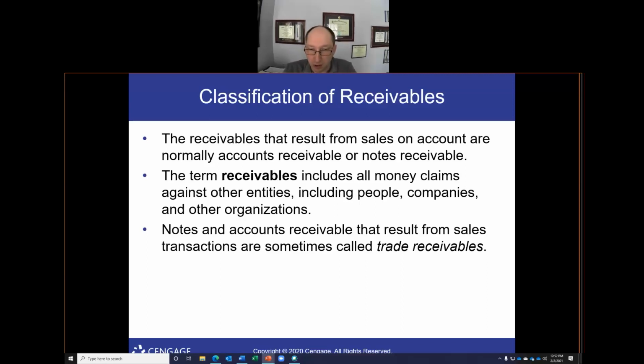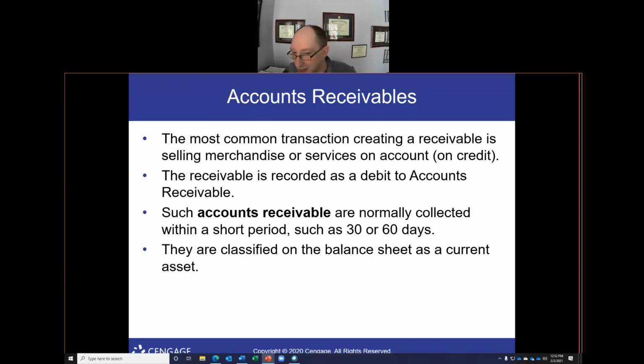We call notes receivables and accounts receivables by another name: trade receivables. We don't use that word that often, but it's another name. You know how that goes. Accounting's always got multiple names for the same thing. It's the same way in finance. Over the thousands of years that we've been covering accounting, it's changed a lot with the names.